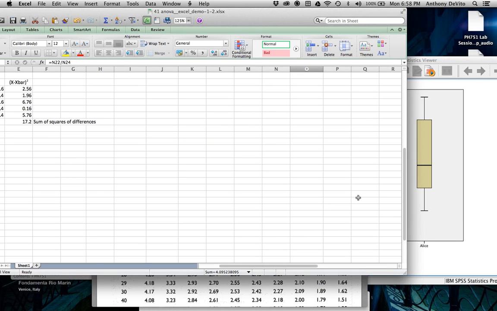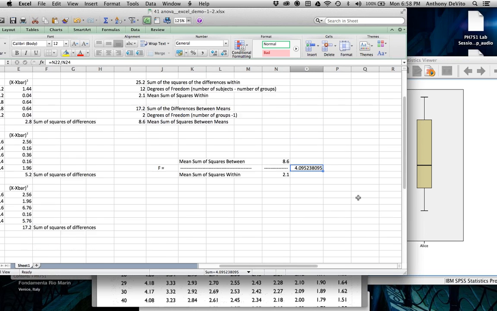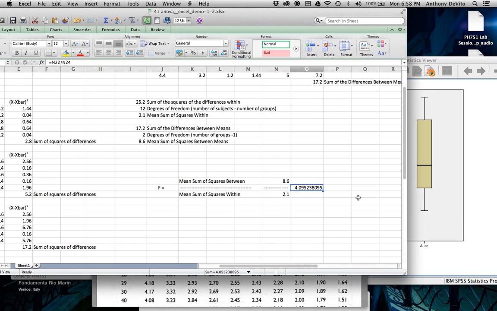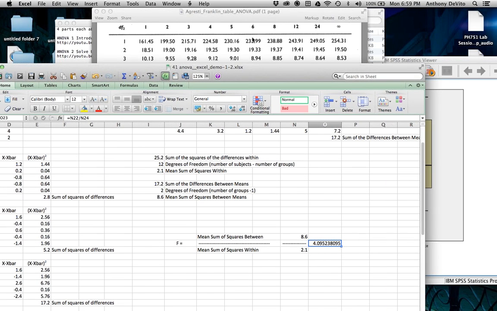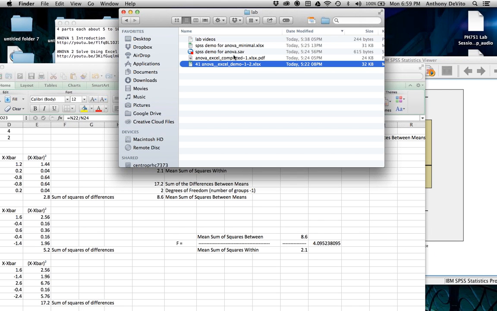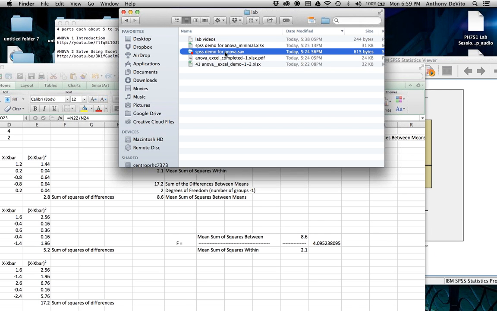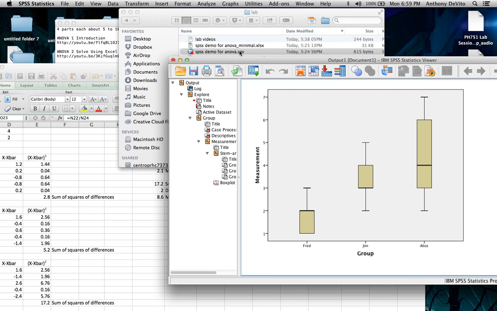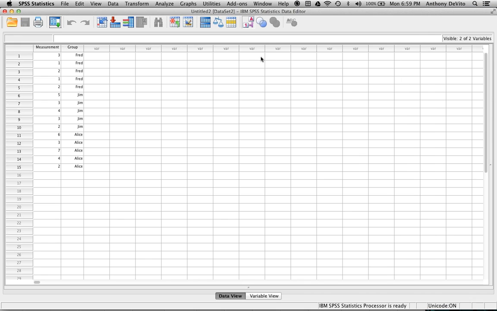Now, obviously, if we have large sample sizes, if we have much more complex numbers, this is going to be pretty tough to do with Excel. So we would prefer to do this with statistical software like SPSS. So let's open this same file in SPSS. I have that down here as SPSS demo for ANOVA. In fact, we had it open already from before.